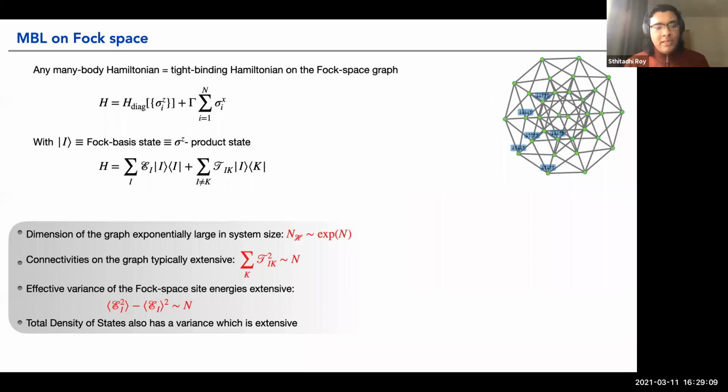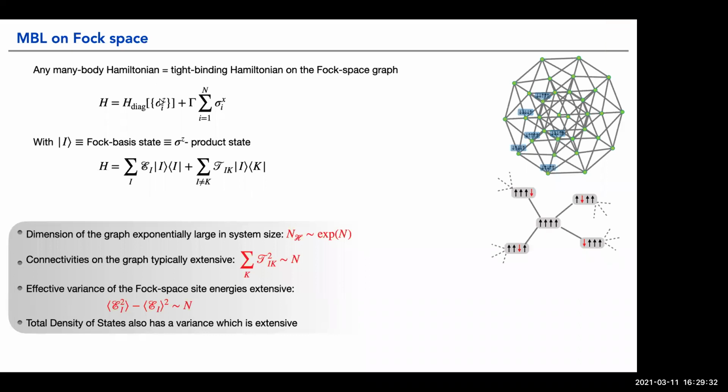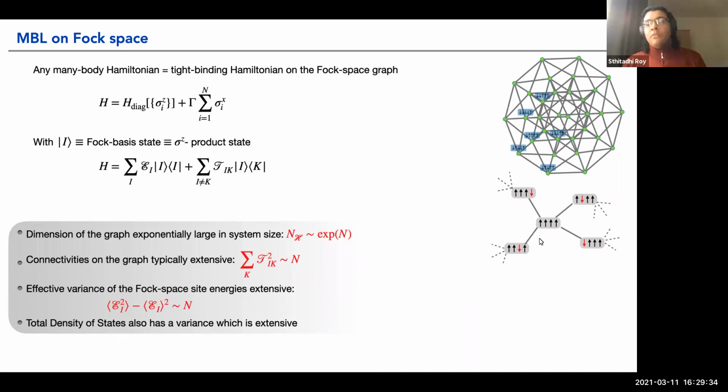Now, even before specifying the specifics of the model that I am going to look at, there are some properties of this Fock-space graph that you can immediately understand. So one is that this graph is exponentially large in system size, and that's just reflecting that the Hilbert space of a many-body system is exponentially large in system size. Then the next point is that the connectivities on this graph are typically extensive. What that means is that if I take any spin configuration, from that, via these spin flips, I can go to order n other Fock-space sites, or n other spin configurations.